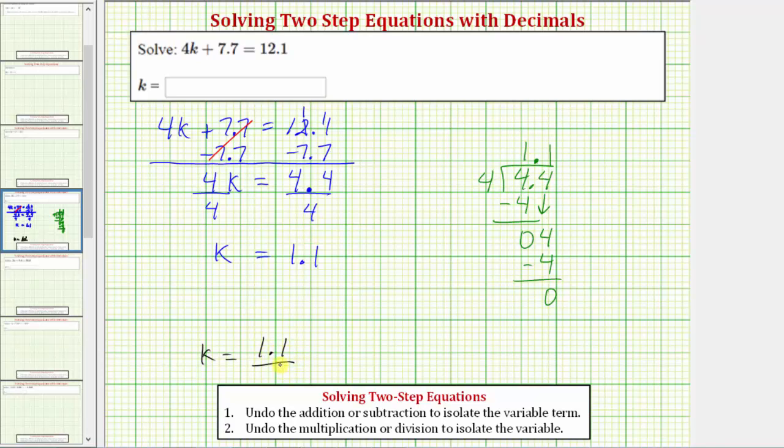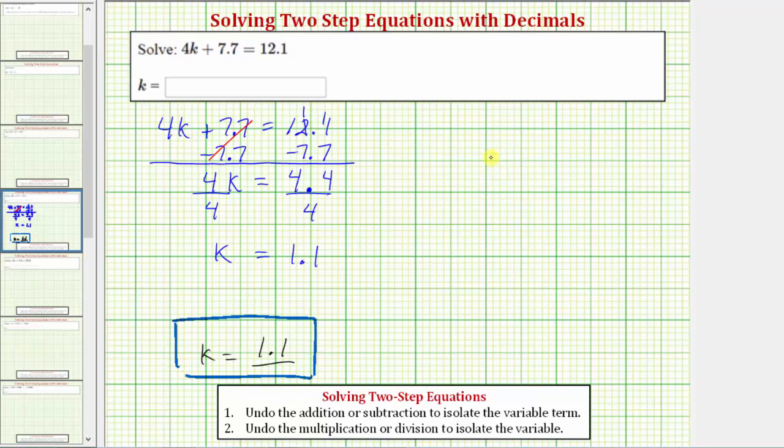Typically, if the equation has decimals in it, we should give the solution in decimal form, which we do have here. So this is one method to solve this equation. A second method would be to clear the decimals from the equation before solving. So let's also show this method. Beginning with the original equation, we have 4k plus 7.7 equals 12.1. Because we have at most one decimal place, we can clear the decimals by multiplying both sides of the equation by 10. So let's go ahead and do that.